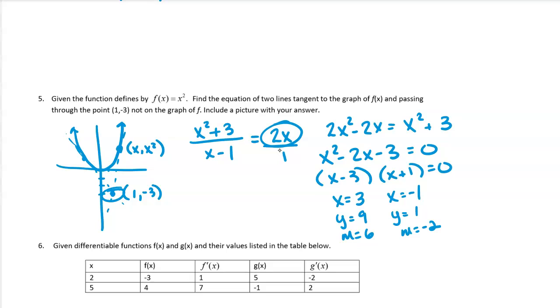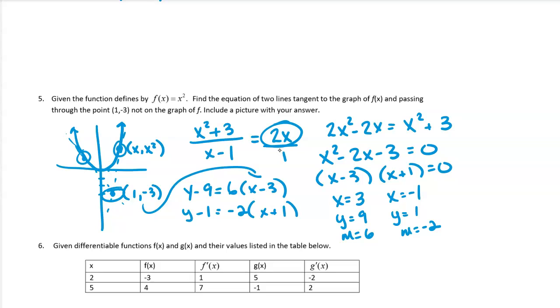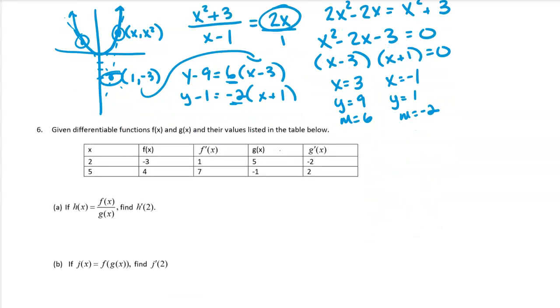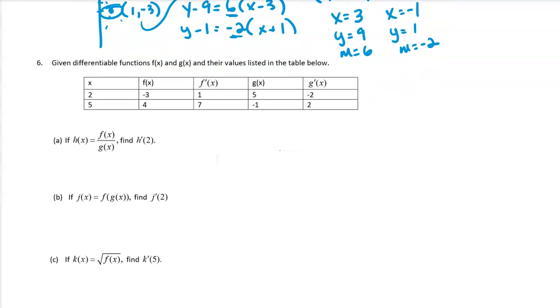So if you just want to take what you have there, you could say y minus 9 equals 6 times x minus 3. Then you can also go y minus 1 equals negative 2 times x plus 1. Again, I used the points on the curve. You could just as easily do point slope with this point, but the slopes have to be 6 and negative 2. If you didn't solve for them and you guessed them, you did not get the bonus, sorry.